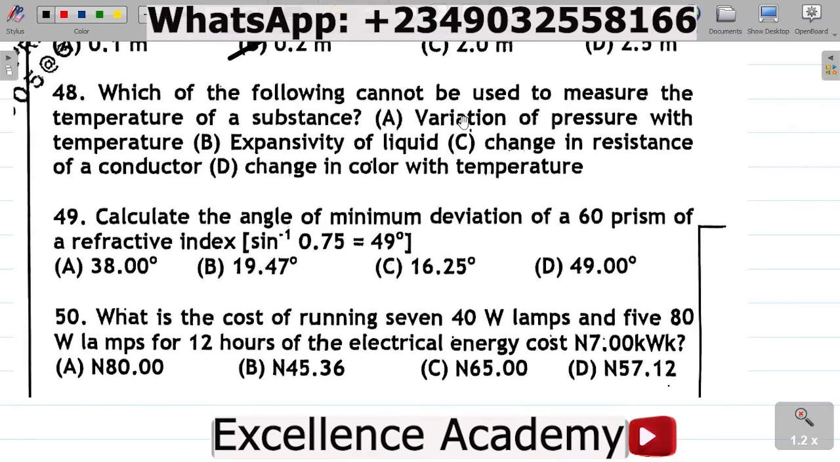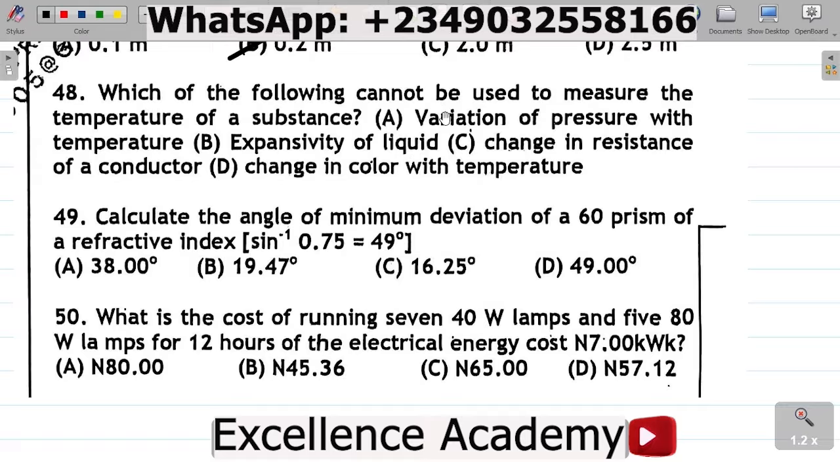Which of the following cannot be used to measure the temperature of a substance? A, variation of pressure with temperature. B, expansivity of liquid. C, change in resistance of a conductor. D, change in color with temperature. So how do we answer this question? Option A, variation of pressure with temperature, is the property used by gas thermometers.